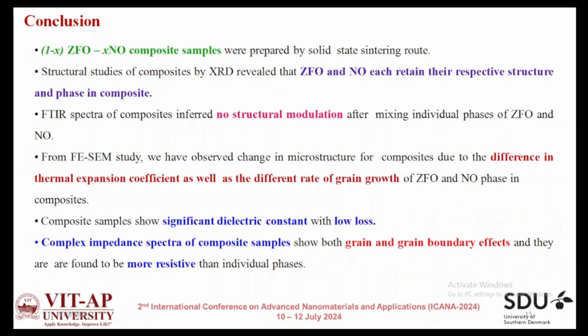So in conclusion, okay, I can conclude that we have successfully synthesized this NiO and ZFO composite by the solid state sintering route. It means that we have synthesized individual phases by chemical route, and then we have combined both the phases by solid state sintering route, and structural studies confirmed both the phases retain their respective structure without any impurities. And FTIR spectra of the composite sample show no structural modulation after mixing the individual phases. FESEM images show different grain structure for the composite and individual phases because of the different thermal expansion coefficient as well as different rate of grain growth of ZFO and NiO phases in the composite.